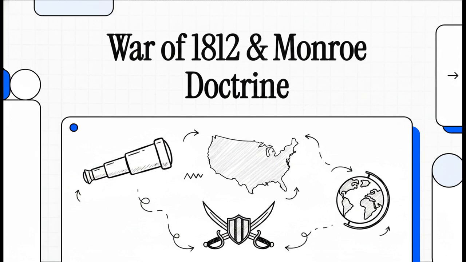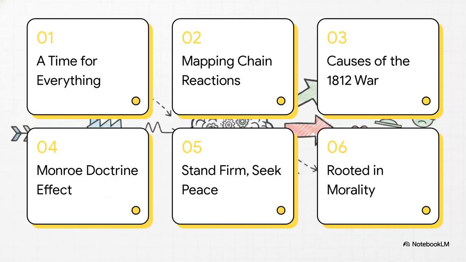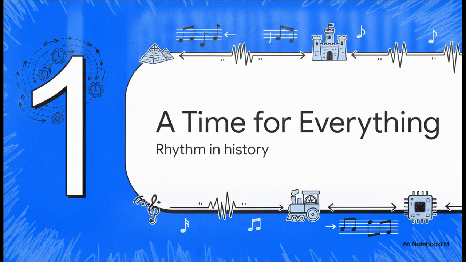And look, this isn't just a boring list of dates to memorize. It's a genuinely thrilling story of cause, effect, and sequence. So here is our roadmap for today. First, a time for everything. Then, mapping historical chain reactions, followed by causes of the 1812 war. From there, we'll hit the Monroe Doctrine effect, standing firm, seeking peace, and finally, wrap up with education rooted in morality.